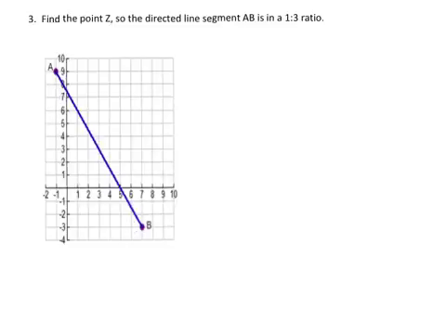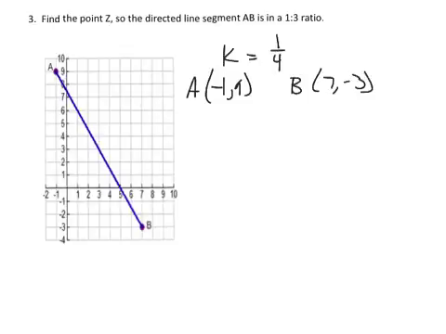I have line segment AB, and I want to find the point Z. AB is in a ratio of 1 to 3, which means I want one part here and 3 over here. My scale factor then is going to be 1 over 4. If I look at this, A has a coordinate of (-1, 9), and B's coordinate is (7, -3). What I'm doing is taking the x direction and scaling it by 1/4. Whatever this distance is, I'm going to chop it into quarters and take the first quarter of it and add it to the starting point.